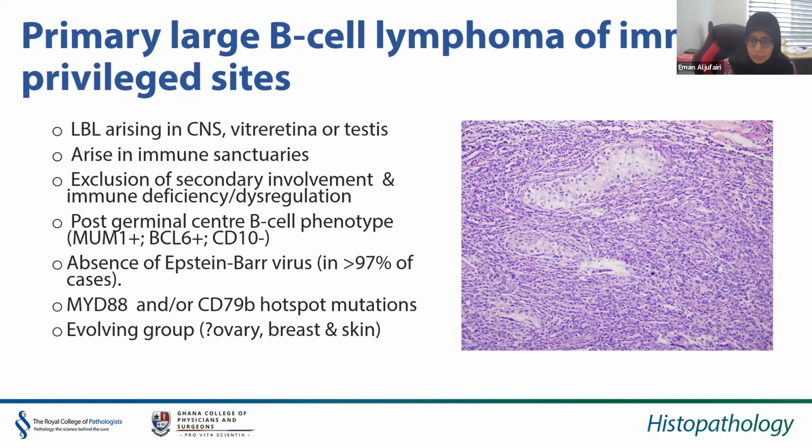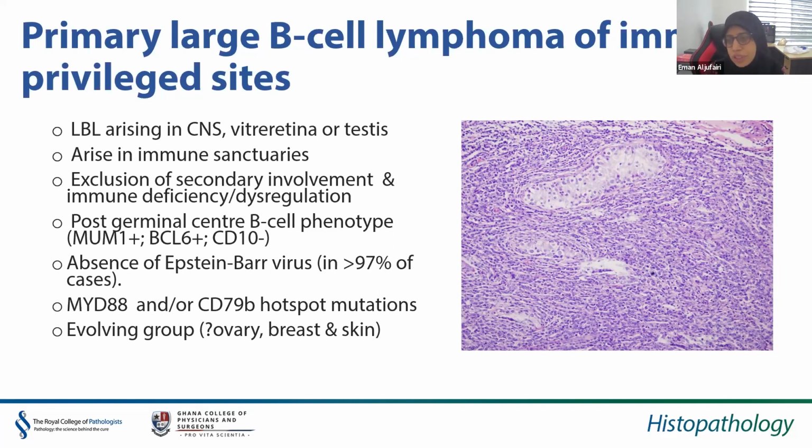So lymphocytes and everything else don't have easy access to these sites, and that's why they are unique from the regular nodal or extranodal lymphomas. To make this diagnosis, you need to rule out any secondary involvement by systemic DLBCL. So it has to be primary to those sites, and there should be no history of immunodeficiency or dysregulation. They share similar morphology and similar immunophenotype.